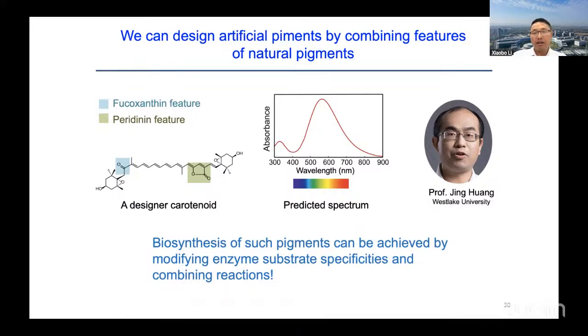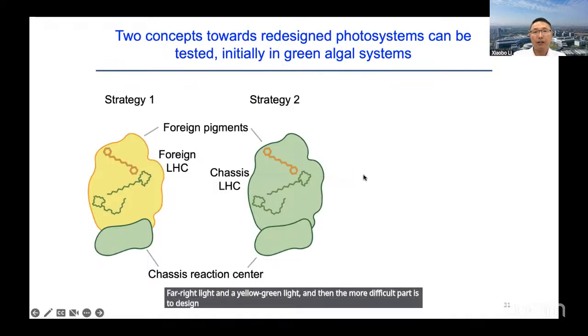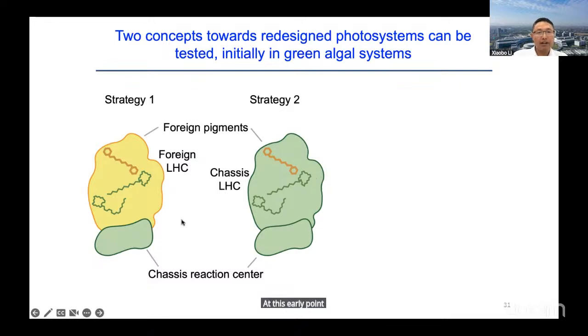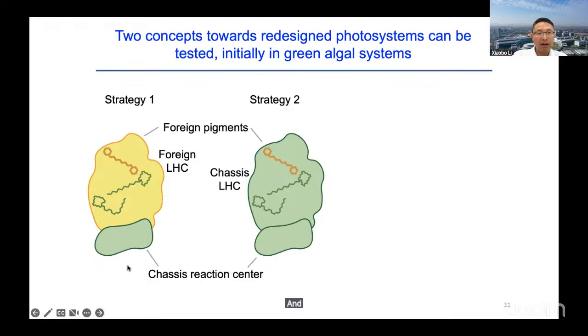So these are the pigments part. We thought about green light, far red light, and yellow-green light. And then the more difficult part is to design to get the pigments into functional photosystems. So we thought about two strategies at this early point. In both cases, we would leave the chassis, green plant chassis reaction center unchanged. And then we need foreign pigments for sure.